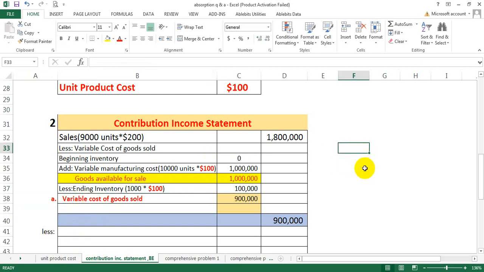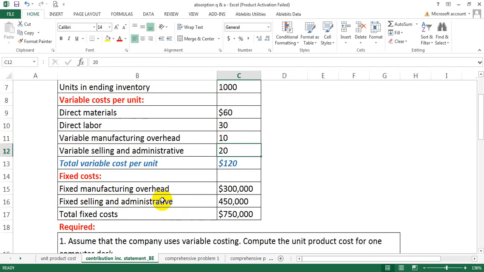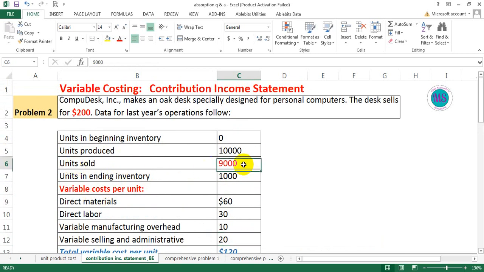You know, in a contribution income statement, what do we do? Sales less all variable expenses, right? And then we get the contribution margin, right? We know it very well. Okay, so my second variable expense, see in your question, is variable selling and admin. This is $20 per unit, right? And total units sold is 9,000.